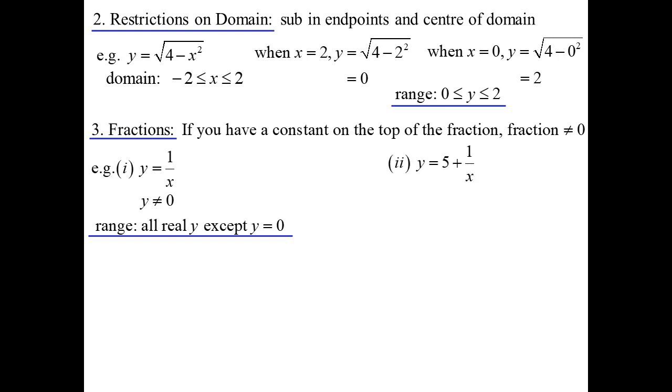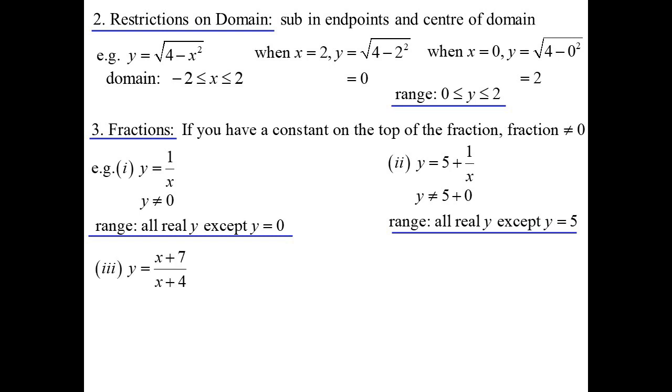So get the idea of, right, just add to that. Well, then 5 plus 1 on x. I can't have 5 plus 0, because that fraction can't equal 0. So all real y, except y is 5. Not immediately obvious, this one. X plus 7 on x plus 4.